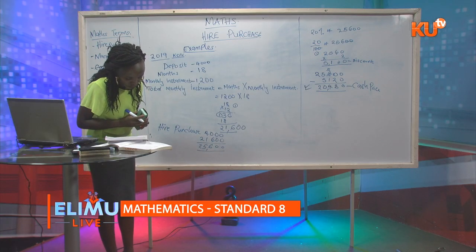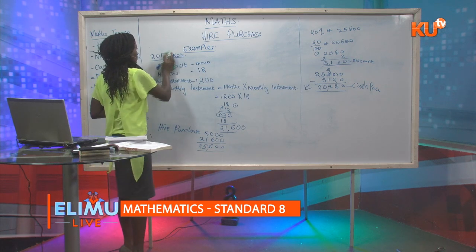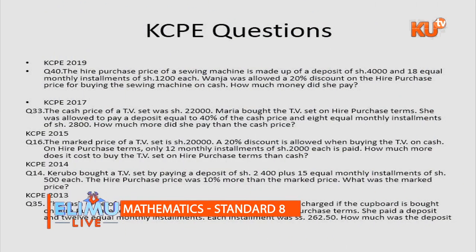So we look at another question, KCPE 2017 now. Very fast. Let's look at another example. KCPE 2017. The question was, the cash price of a TV set was 22,000 shillings. Maria bought the TV on hire purchase terms. She was allowed to pay a deposit equal to 40% of the cash price and 8 equal monthly installments of 2,800. How much more did she pay than the cash price?